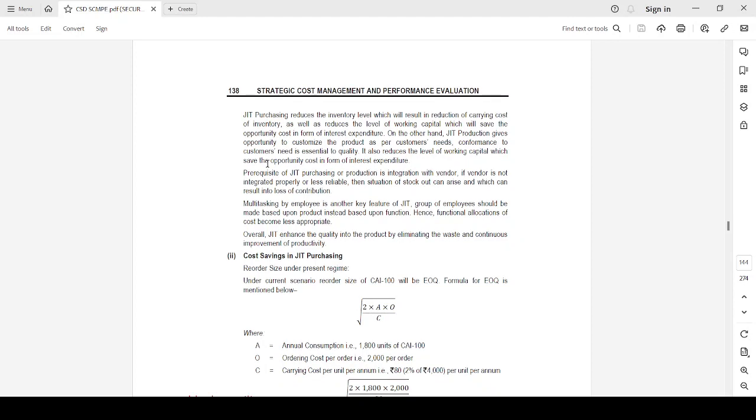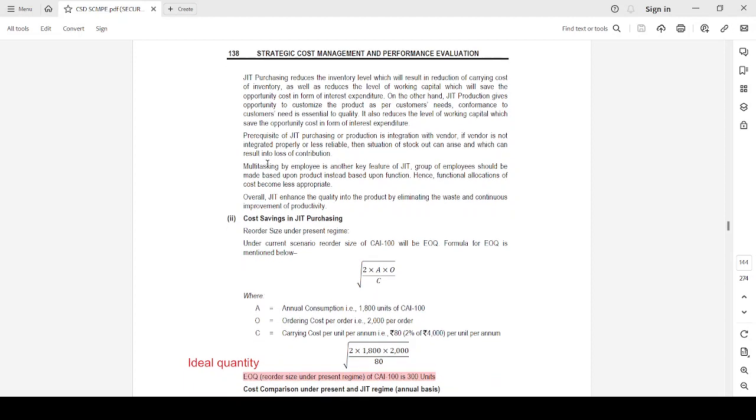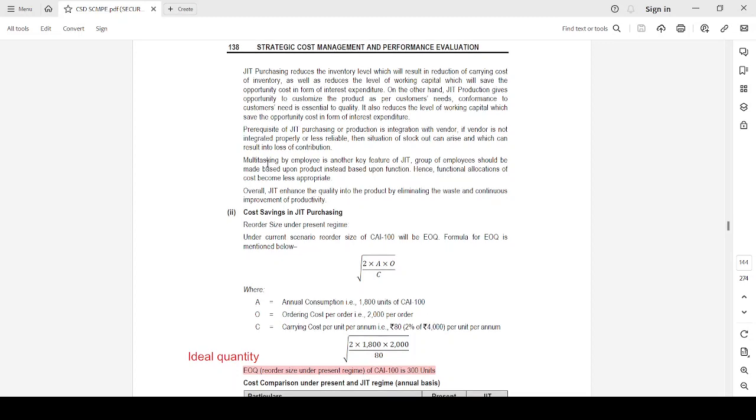Simplest example which I could think of right now. A prerequisite of JIT purchasing or production is an integration of a vendor, and if the vendor is not integrated or is less reliable, then there is a situation of stockouts, and such stockouts can cause loss of contribution.